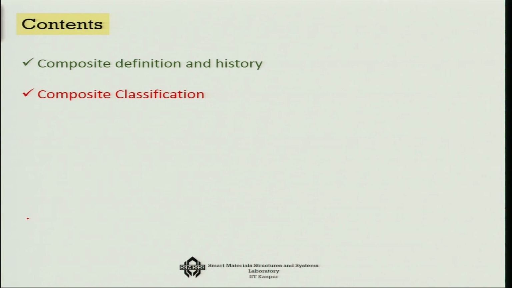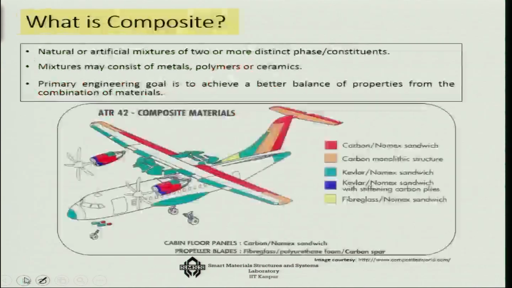of systems. So, what we are planning to cover today are the definition of composite materials and a bit of history, a bit of evolution, from where this whole journey of composite materials started and where we are today, and also we will talk about composite classification today. So, first, what is a composite material.